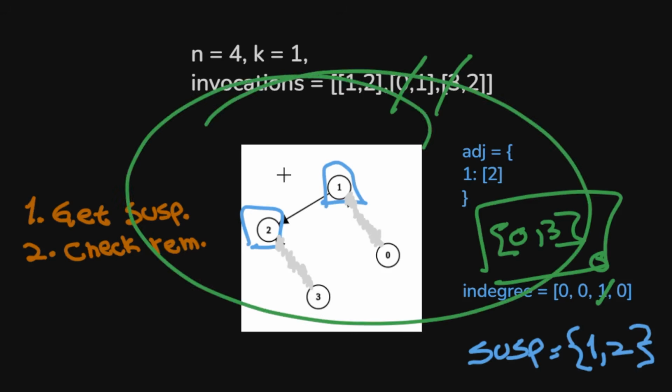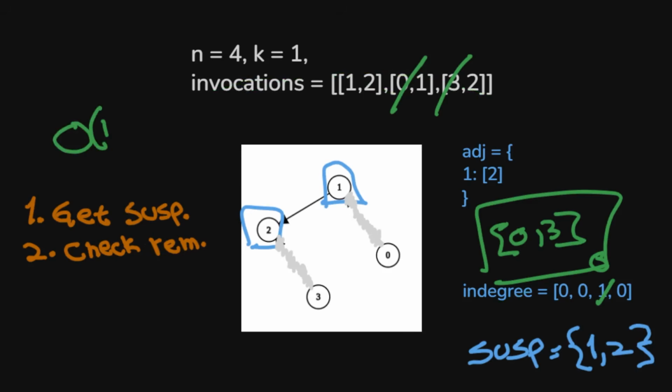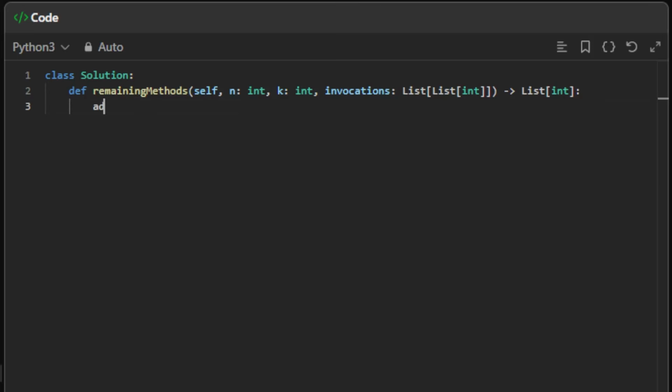Time and space complexity for this approach is big O of n plus e, where n is the amount of nodes and e is the amount of edges that we are given. With this in mind, now let's go with the code. First, we need an adjacency list. In Python, we can use a default dictionary with a default value of an empty array and an in-degree array. This is an array with 0 times n.